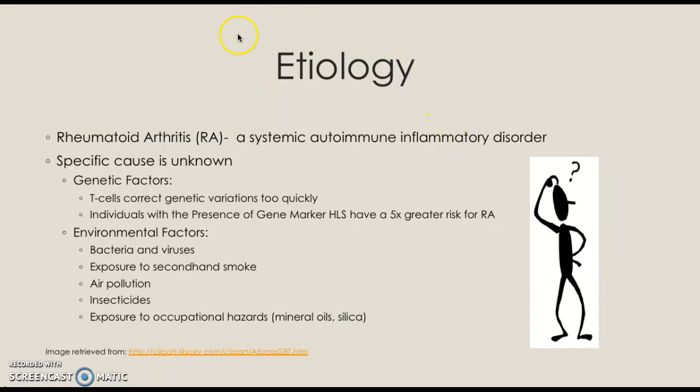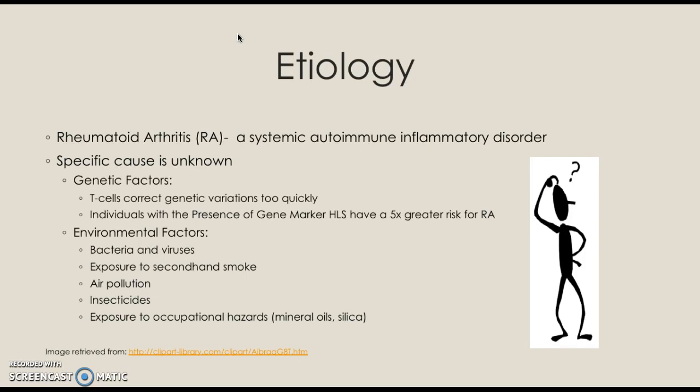So what is rheumatoid arthritis? Rheumatoid arthritis, also called RA, is a systemic autoimmune inflammatory disorder. The specific cause is unknown. However, research has identified potential contributing factors.